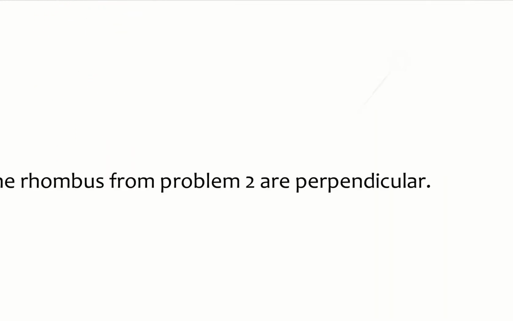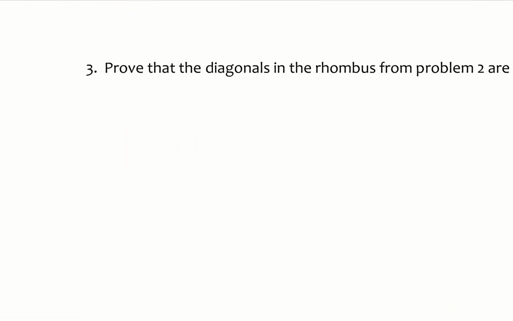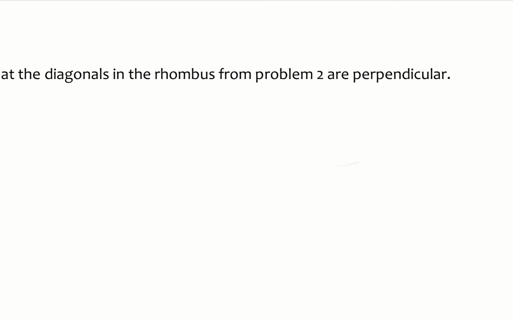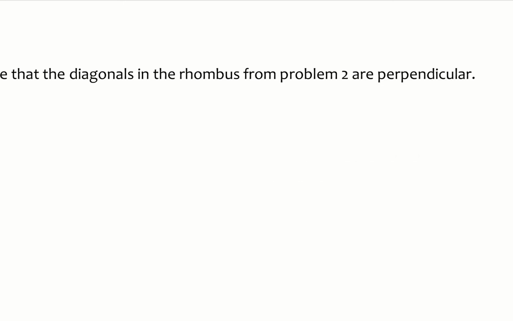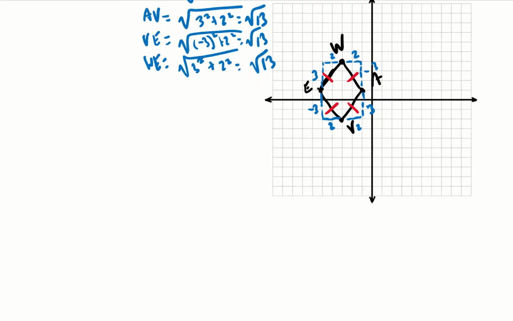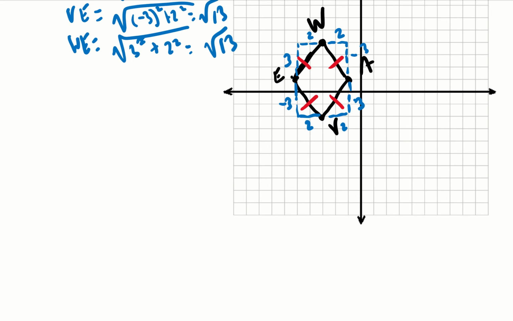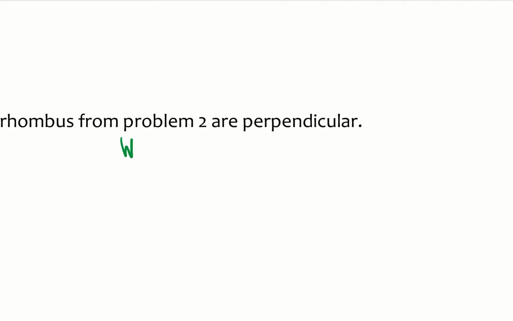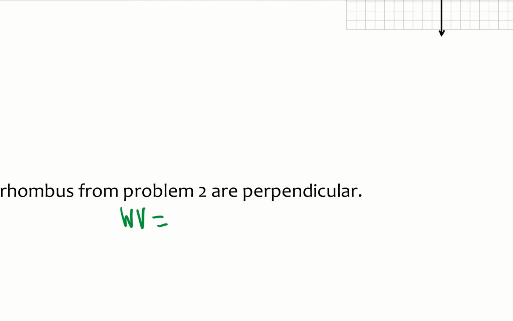All right, let's look at the next one. So now we want to prove that the diagonals in the rhombus in this example are perpendicular. So we want to prove that this is a rhombus by showing that the diagonals are perpendicular. All right, so we're going to focus on the diagonals now. So we're going to draw this diagonal and this diagonal. So we're going to do the slope of each of those. So let's calculate the slope of WV and the slope of EA.